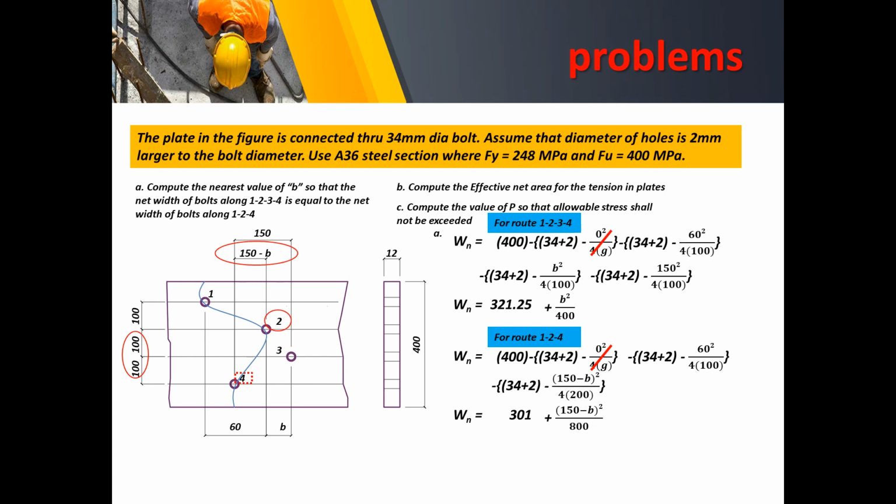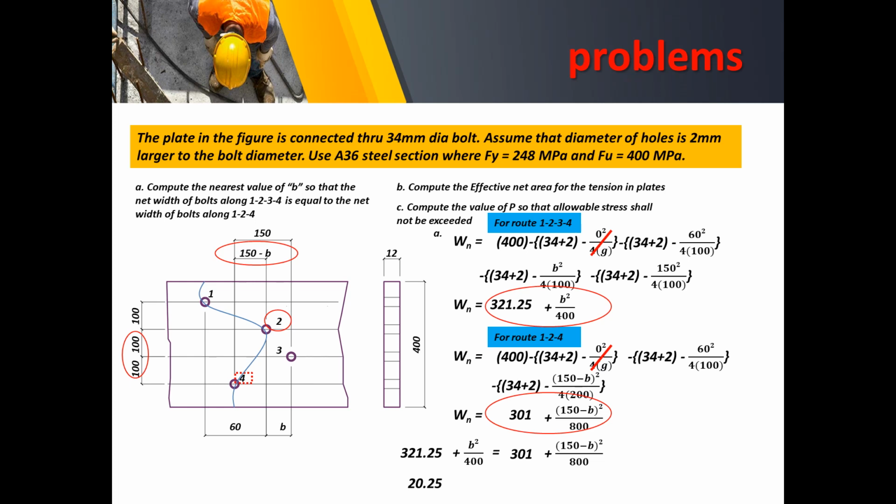So this time, now that we have all the net widths of the routes, we just follow the condition of letter A, that the width of route 1, 2, 3, 4 is equal to the width of route 1, 2, 4. So just place this equation and equate it to that equation, and solve for B.